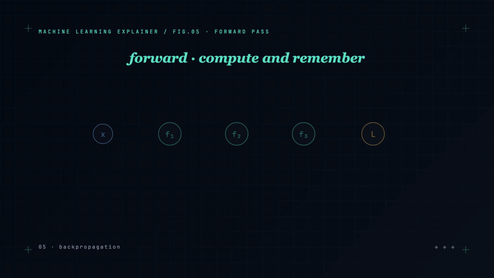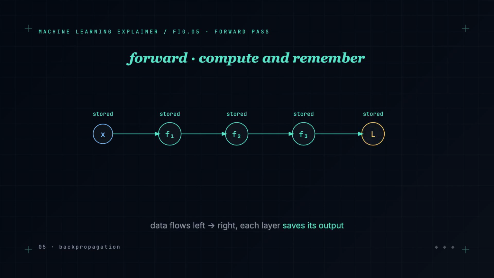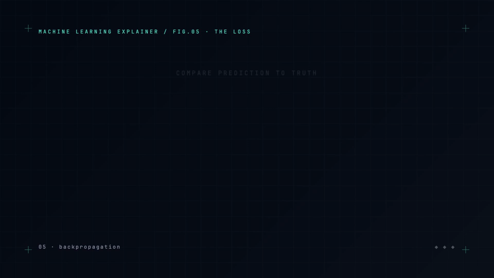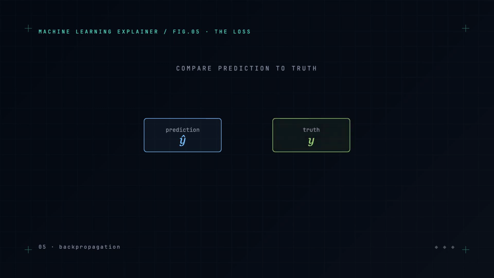First, the forward pass. The input flows through the network layer by layer, each one computing its output and, crucially, remembering it. By the time we reach the end, we have a prediction and we have every intermediate value stored along the way. We'll need those in a moment. At the end of the forward pass, we compare the prediction to the truth and compute the loss, that single number for how wrong we are. This is the starting point for everything that comes next.